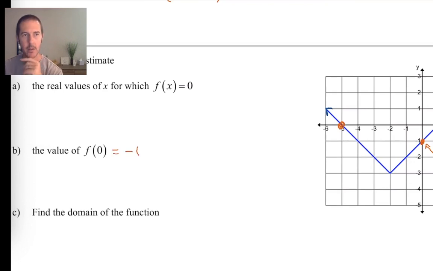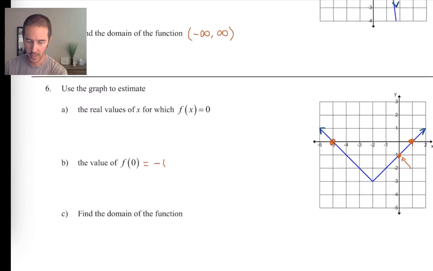And the domain, this V-shaped graph, looks like it keeps going to the left and to the right with no breaks or holes or asymptotes or anything like that. So again, your domain here is negative to positive infinity. This is a transformed version, or a horizontally and vertically shifted version of the absolute value function, which has all real numbers as the domain.